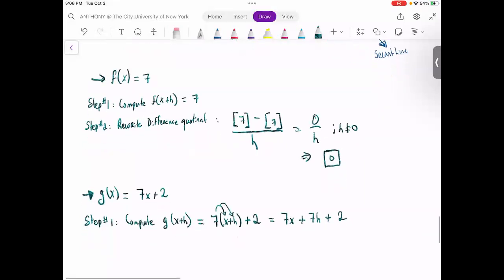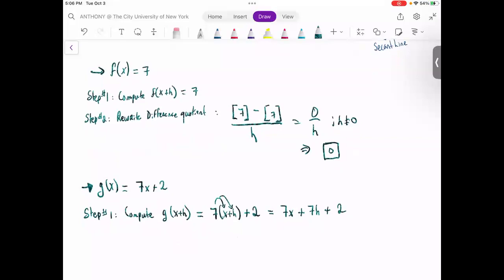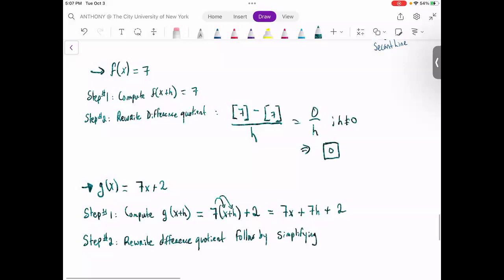Now we do step 2. Step 2 is like the long step. I do everything in that particular step. As you can see in the previous example, we are going to rewrite the difference quotient, followed by simplify. All right.